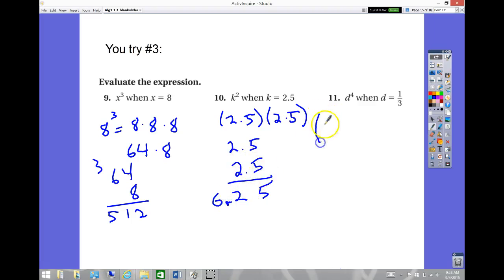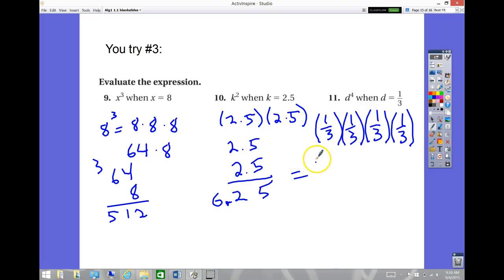Again, that will be, and I'm going to use parentheses. This is where you really need parentheses. 1/3 4 times. Right? Which is like this. When you multiply fractions, you just multiply straight across. Which is 1. I think we saw 3 to the 4th already. That was 81. So this is 1 over 81.